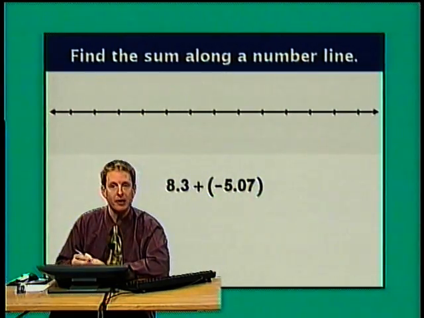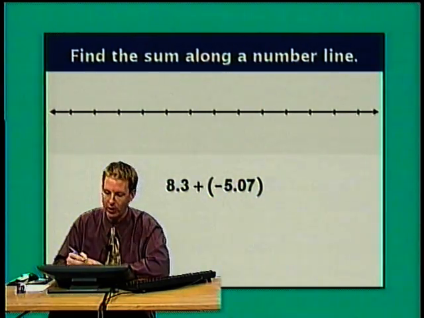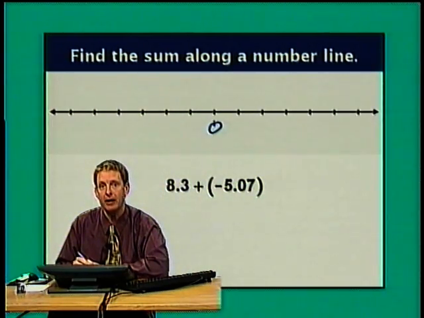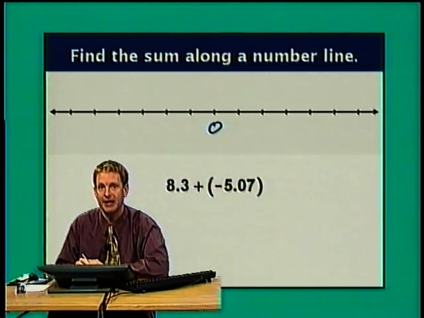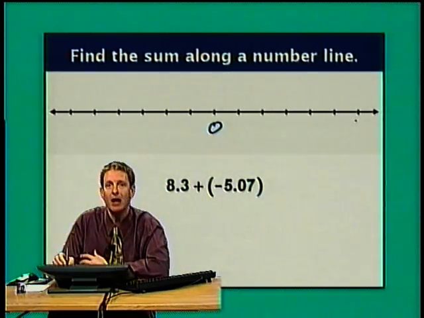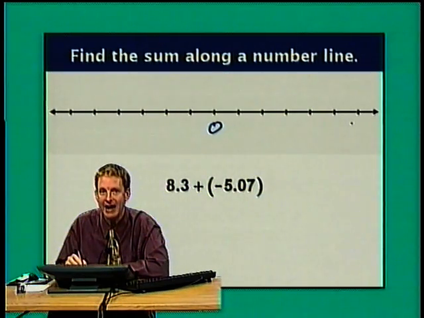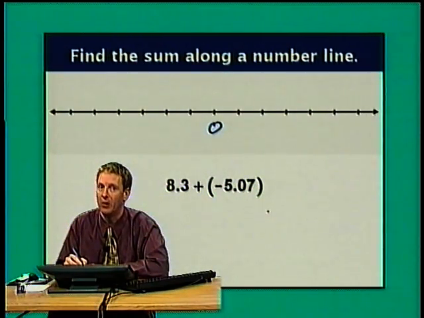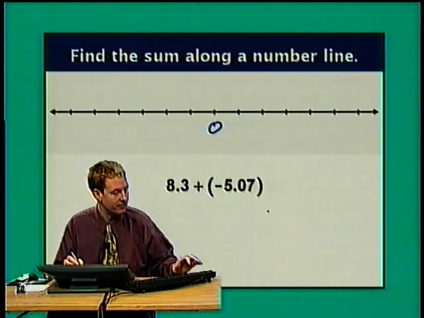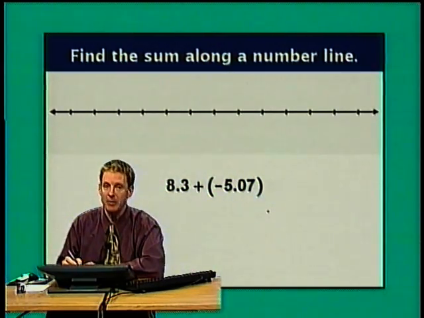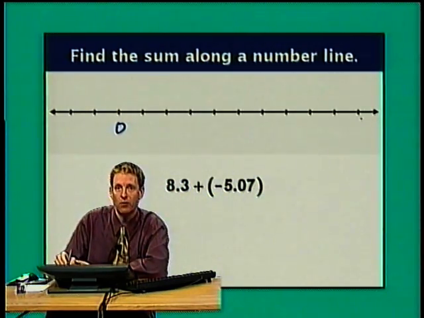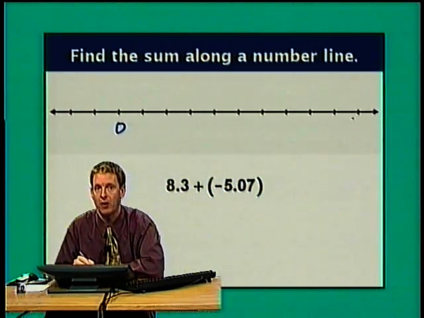I also notice that the first number in the sum is 8.3. If I make 0 the middle of the number line and I use a scale of 1, check out what happens. 1, 2, 3, 4, 5, 6. I run out of tick marks before I get to 8. So I don't think I want 0 in the middle of the number line. How about if I put 0 on the left side of the number line? Am I going to be okay then? Well, let's see. I'm sure I have plenty of room to go 8.3 units to the right now.